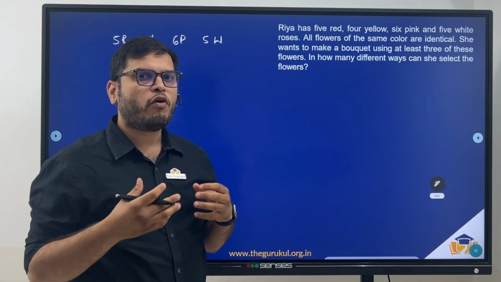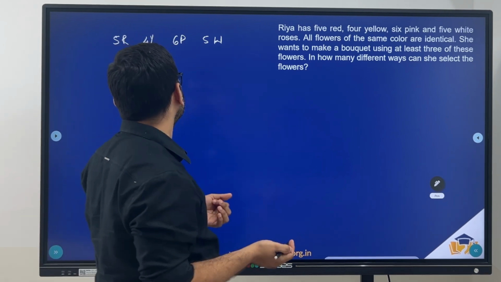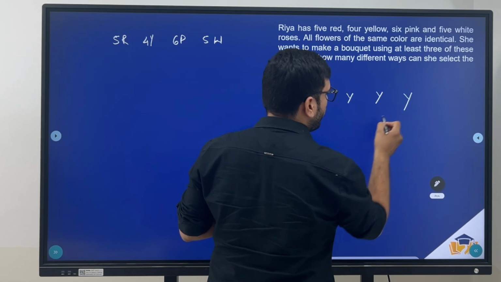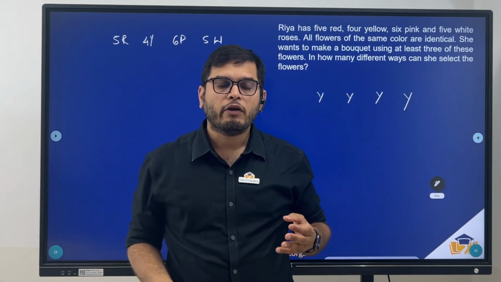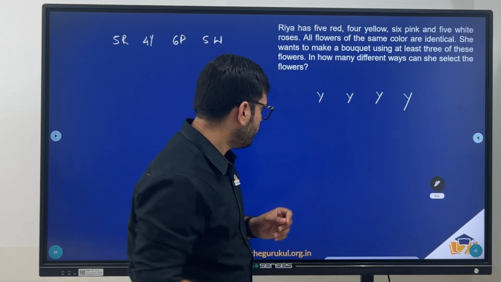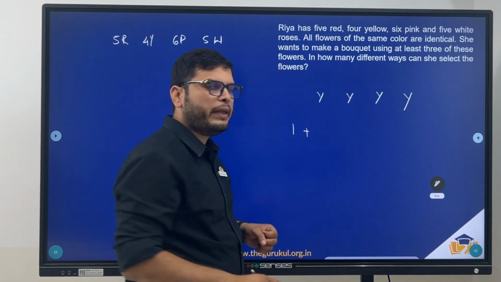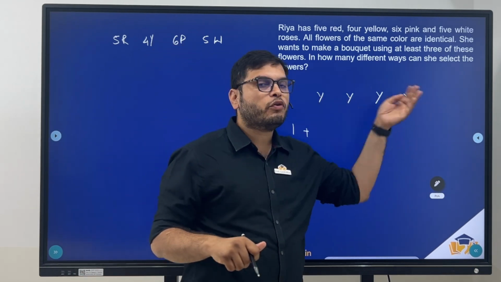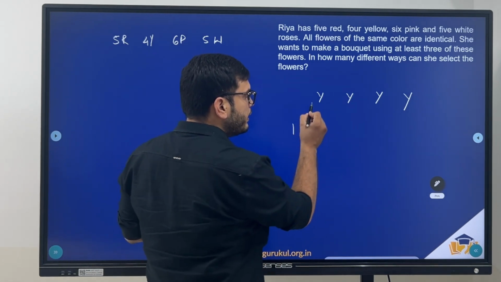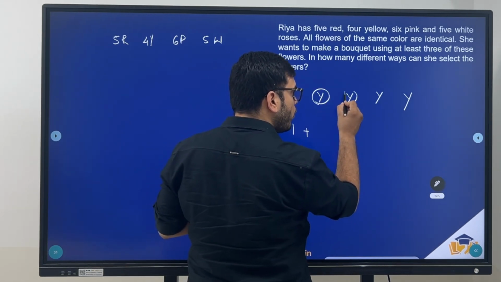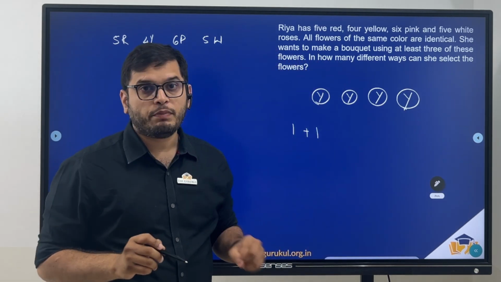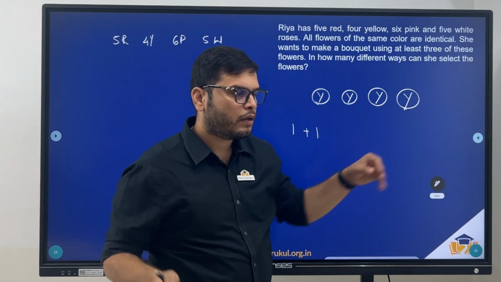Now let's understand what if there are identical pieces. For example, if there are 4 yellow flowers in front of you, in how many ways can you pick them? Now there is a possibility of picking none of them, one way. Picking one flower out of these 4 identical flowers, in how many ways can that be done? Only one way, because it doesn't matter which flower you pick. There is only one possibility because these 4 are identical.